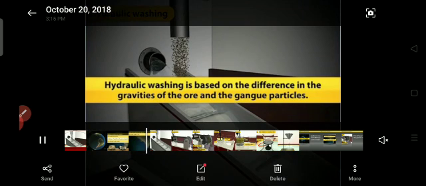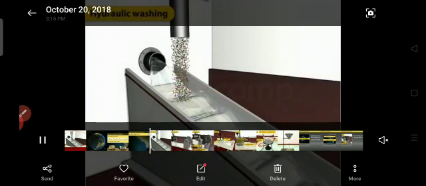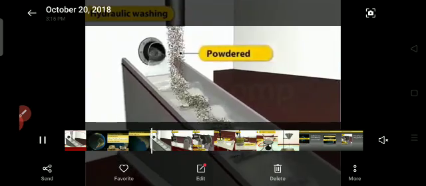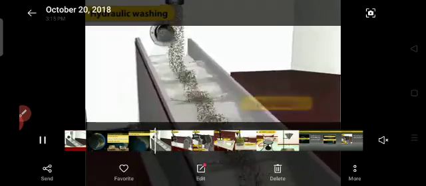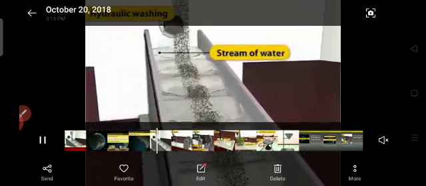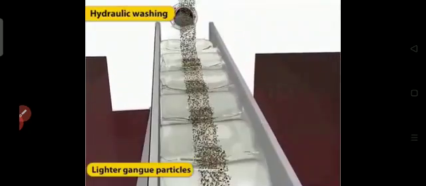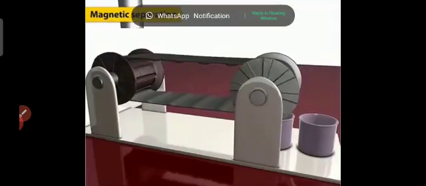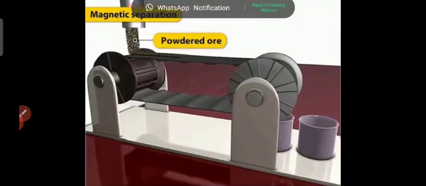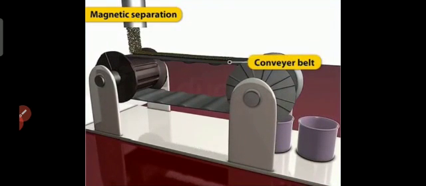The first one is hydraulic washing, that means the gravitational separation method. Now the ground ore is poured in the stream of water. In the stream of water they are poured, and the heavier ore particles settle, while the lighter gangue particles are washed away.